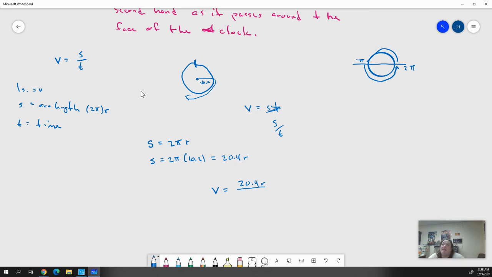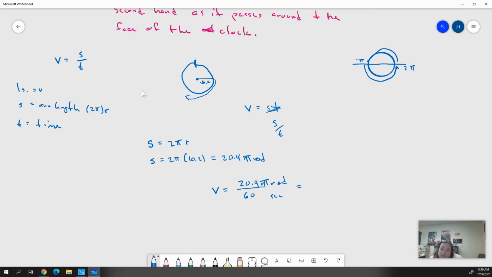How long does it take a second hand to get around a clock? Yeah, 60 seconds, right? 1 minute, 60 seconds. So we're just going to divide this by 60. I forgot to put in the pi. This is 60 seconds, right? This is 20.4 pi radians.